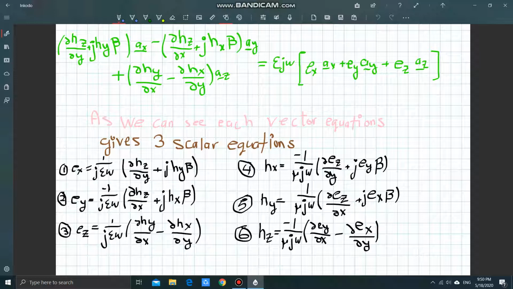What we'll do in the next slide, we will get the transverse components, Ex and Ey, Hx and Hy, in terms of the longitudinal components, Ez and Hz.